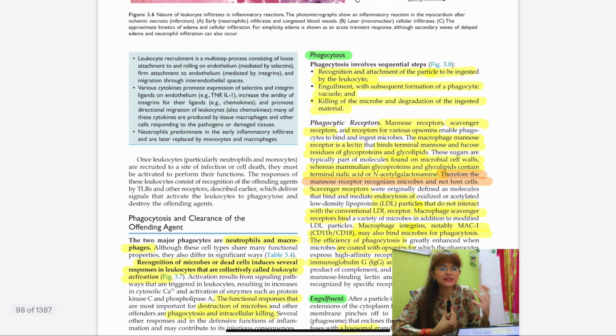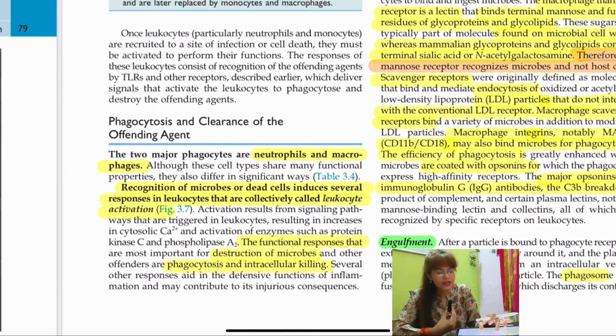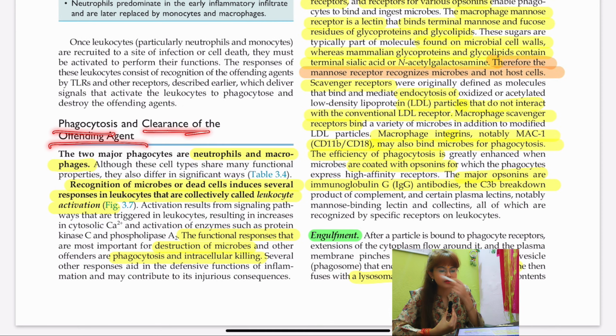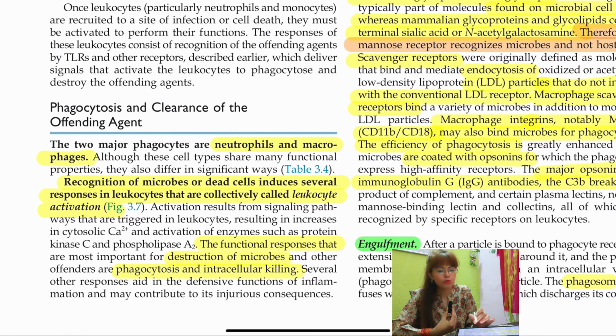After these neutrophils, or whatever these inflammatory cells are, ultimately reach the site of injury, there's going to be phagocytosis and clearance of the offending agent. The two major phagocytes are the neutrophils and the macrophages. Their function is ultimately to catch hold of the offending agent and clear it. That is why it is called inflammation, because it's trying to combat whatever has happened to the body and return back to the original homeostatic state.